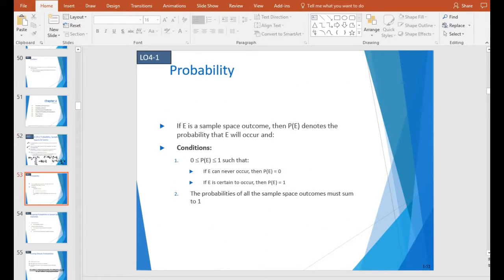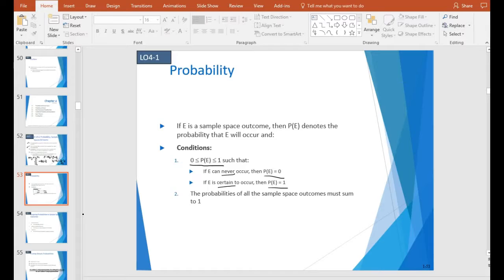So probability. If E is a sample space outcome, then probability of E denotes the probability that E will occur, and these conditions need to be met. This right here, all that's saying is that the probability of E needs to be between 0 and 1, okay? Such that if E can never occur, then the probability is 0. And if E is certain to occur, then the probability is 1.